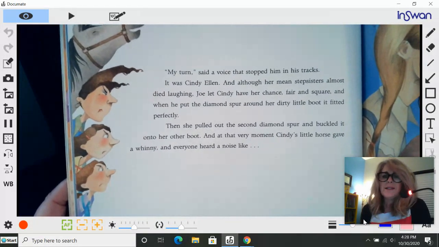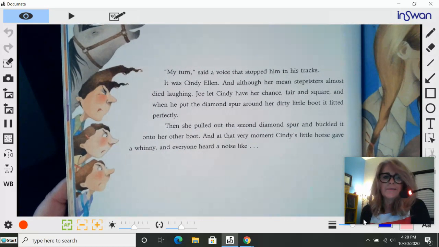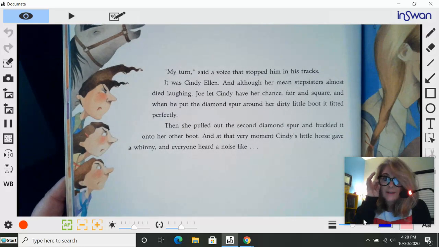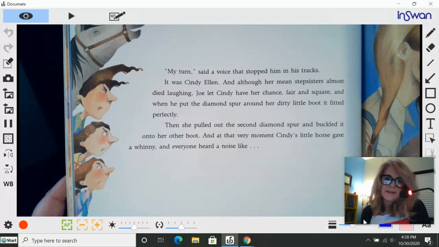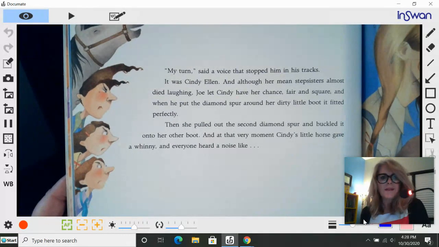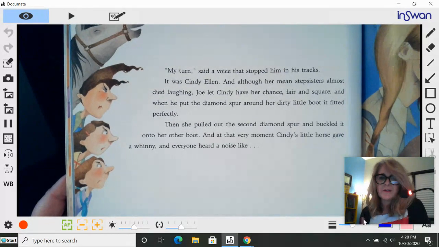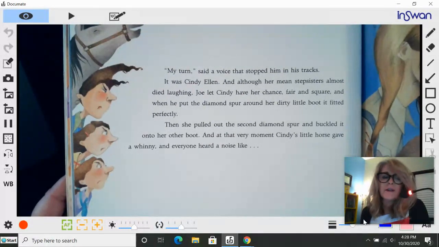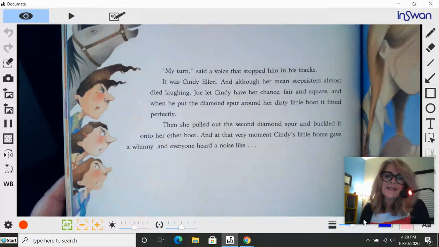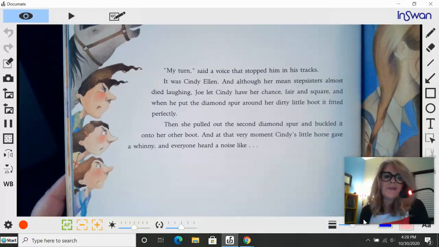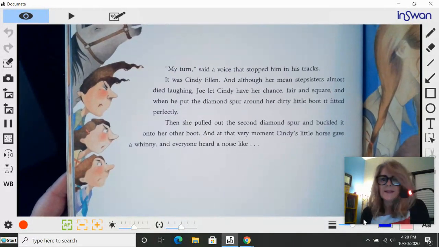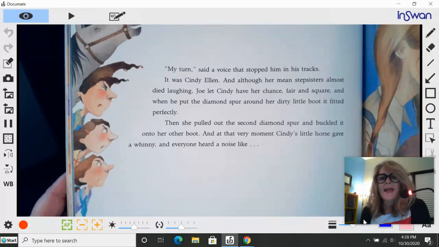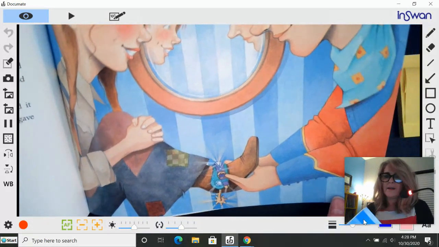"It's my turn," said a voice that stopped him in his tracks. It was Cinder Ellen, and although her mean stepsisters almost died laughing, Joe let Cindy have her chance, fair and square, and when he put the diamond spur around her dirty little boot, it fit perfectly. Then she pulled out the second diamond spur and buckled it onto her other boot, and at that very moment Cindy's little horse gave a whinny, and everyone heard a noise. And here they are trying on the boot. Aw.